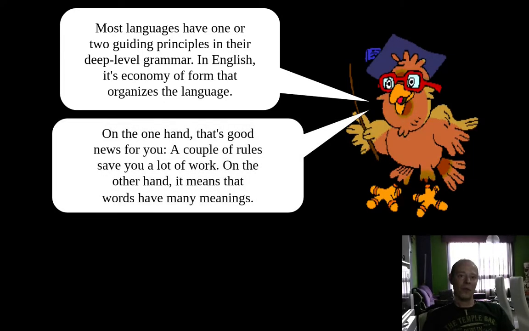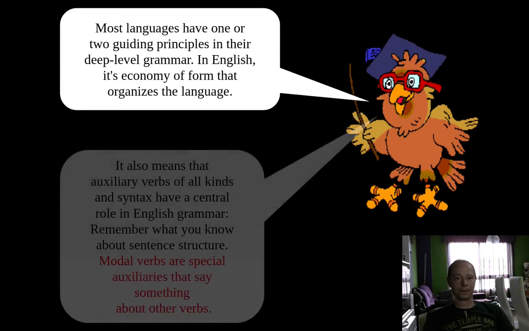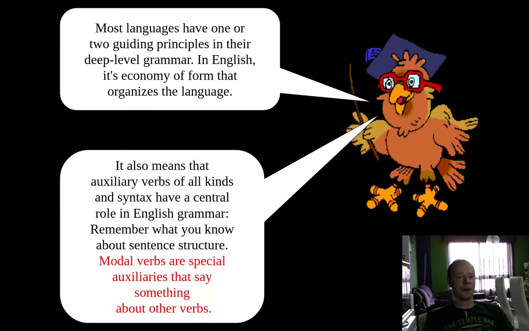Okay, now, on the one hand, this economy of form is really good news for you. A couple of rules can save you a lot of work. On the other hand, it also means that words have many meanings. And it means that auxiliary verbs of all kinds and syntax have a central role in English grammar. Remember what you know about sentence structure. You know, las preguntas se hacen así, las negaciones son así, auxiliary, subject, infinitive. Now, modal verbs are special auxiliaries, and they say something about other verbs and then the whole sentence.